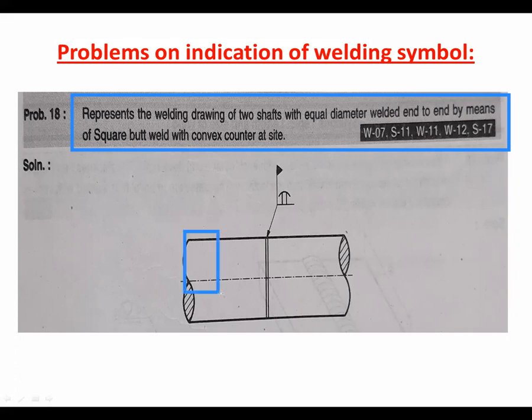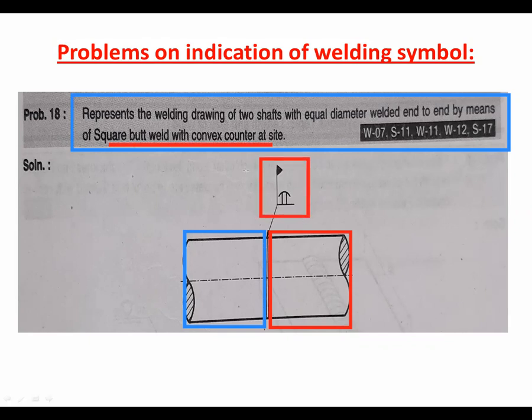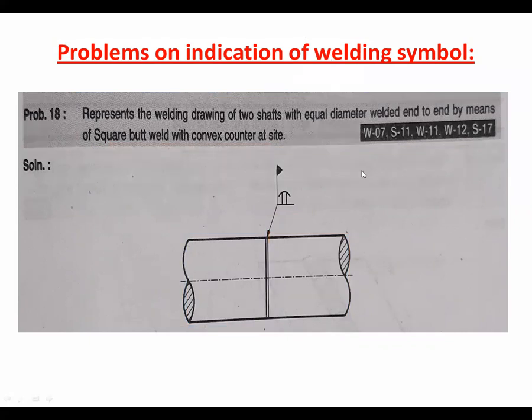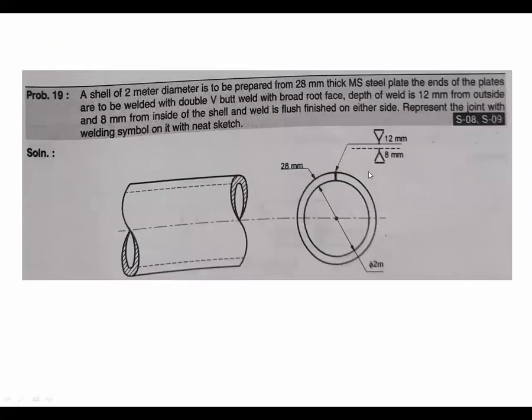So here the two different shafts, this one and this one, I have highlighted with blue and red color lines. So you have to mention a welded joint, a square butt weld with convex contour. This symbol we are using for convex contour. You have to mention just this symbol above the line. So you will get the marks.